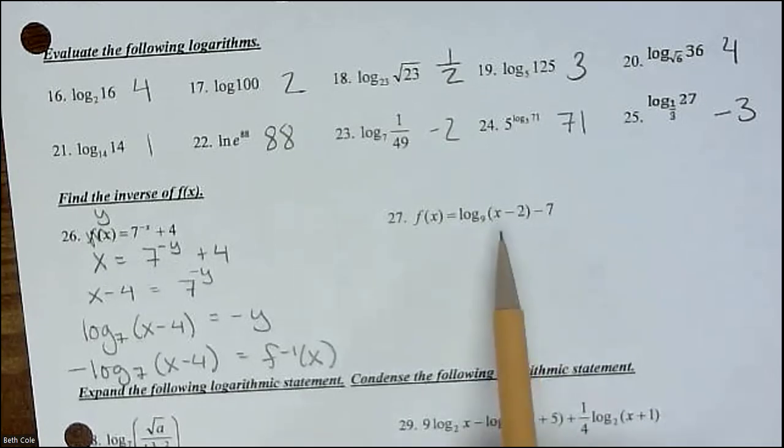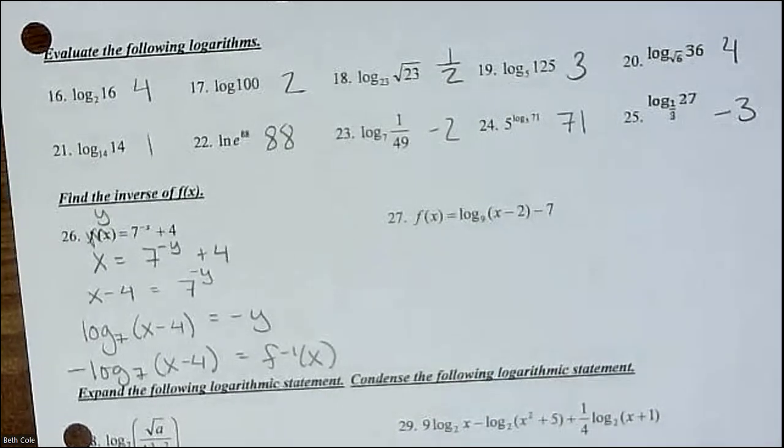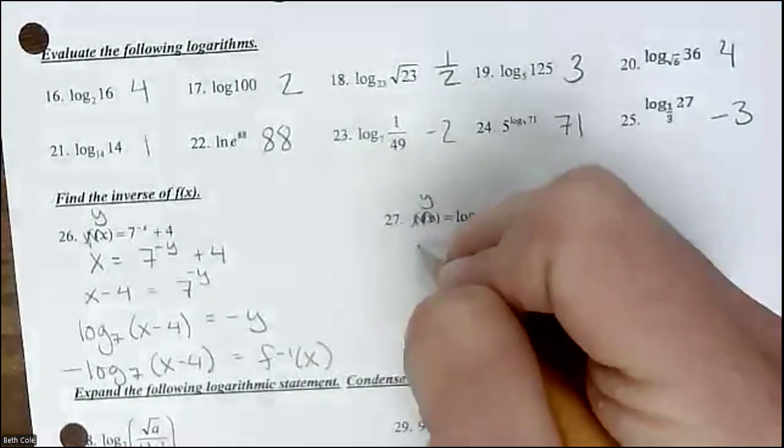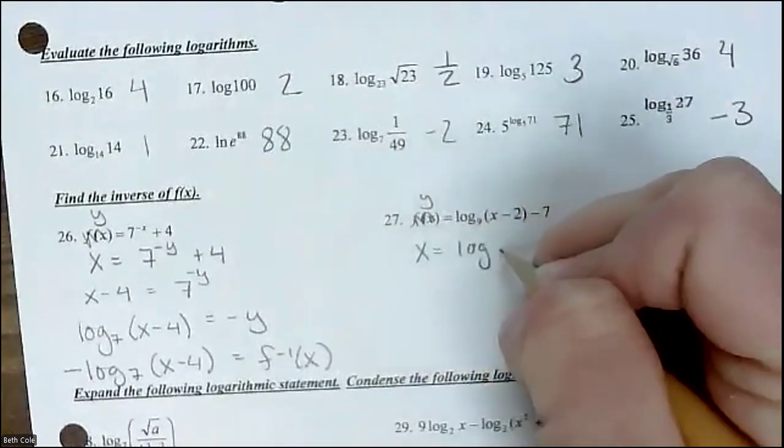So like, do you see how this base is 9? Our answer is going to be 9 to the something. Do you get what I'm saying? Like, I already know that before I even do the problem. All right, so scribble out f of x, put y. We're going to switch x and y.